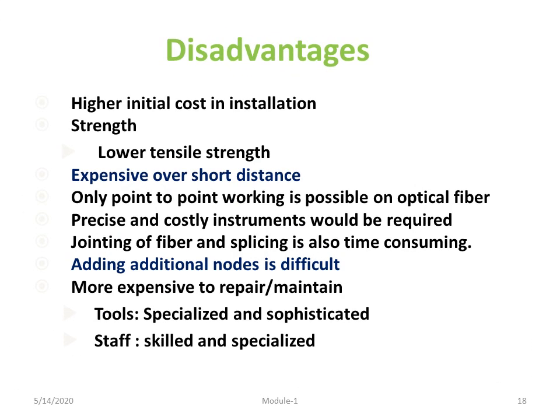So what are the disadvantages of optical fiber communication? Here, skilled manpower is required to install the optical fibers, and there is also a higher initial cost during installation. It is expensive over a short distance. Only point-to-point working is possible, and precise and costly instruments are needed. Jointing of fiber and splicing are also time consuming.